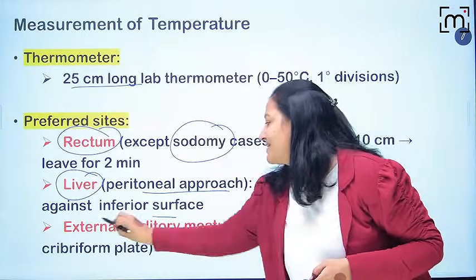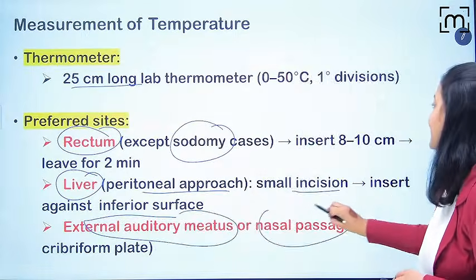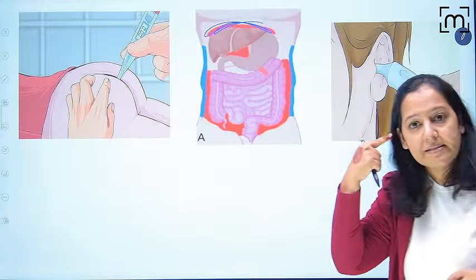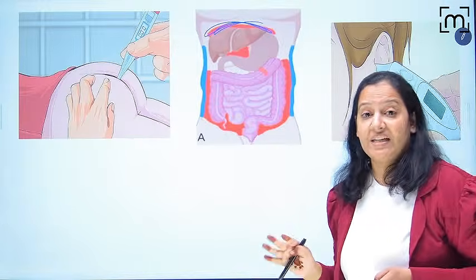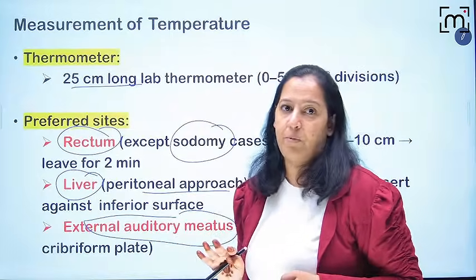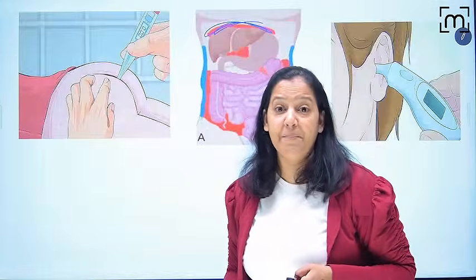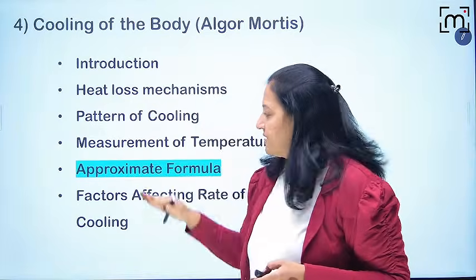And third is the external auditory meatus or nasal passage. So these are the three ways via which we can take the temperature in a dead body with a 25 centimeter long thermometer. So this is how we take the temperature.